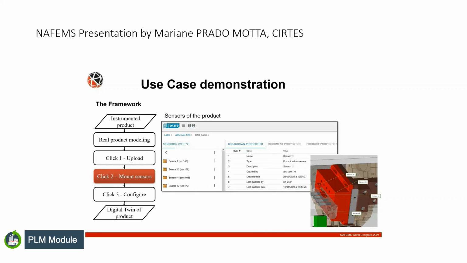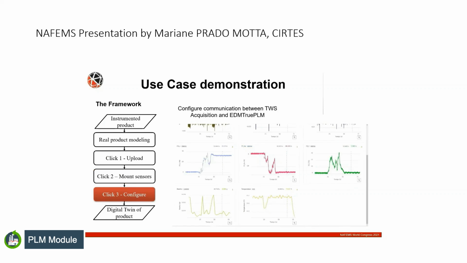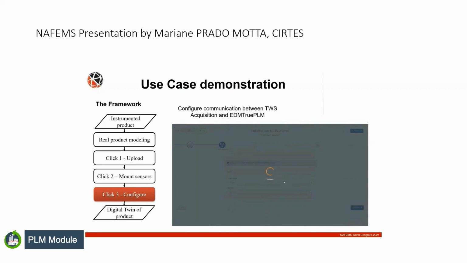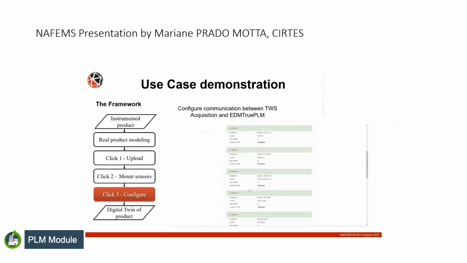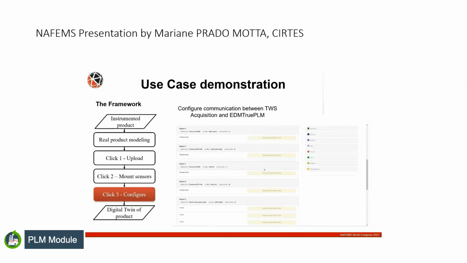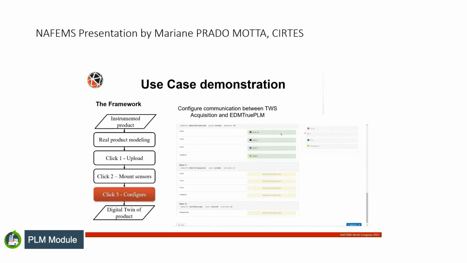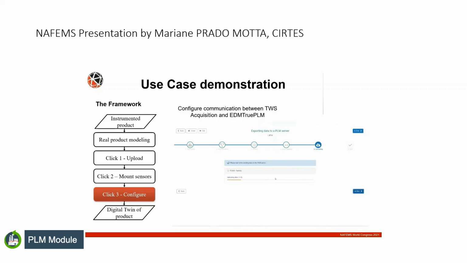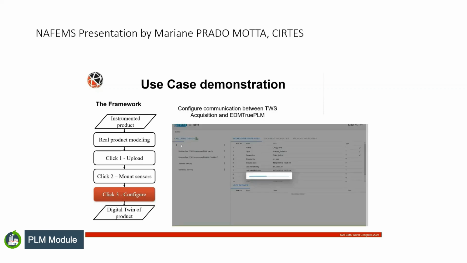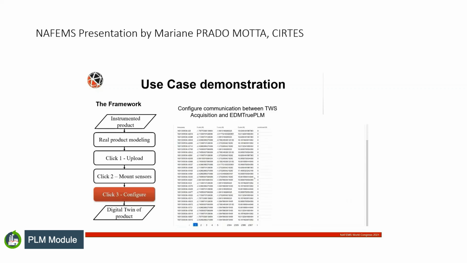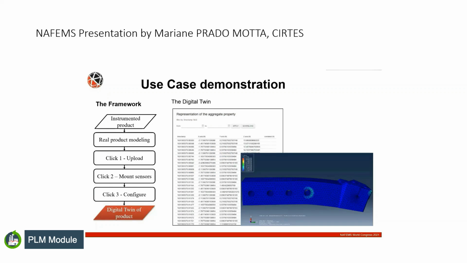These slides represent the different steps that need to be followed while creating the digital twin. Click 1 is importing the CAD model. Click 2 is to mount the sensor on the physical model and on the PLM module, and click 3 is to configure IoT. In the case of Certis, it is to integrate with the TWS acquisition system.